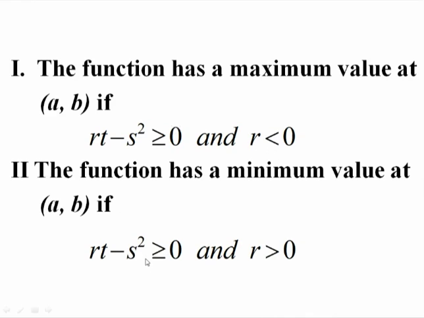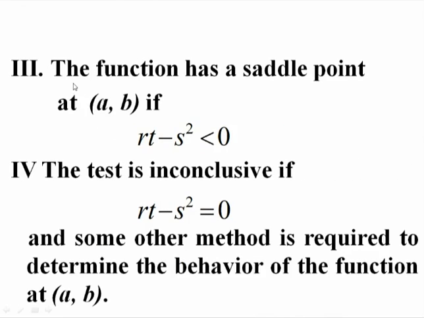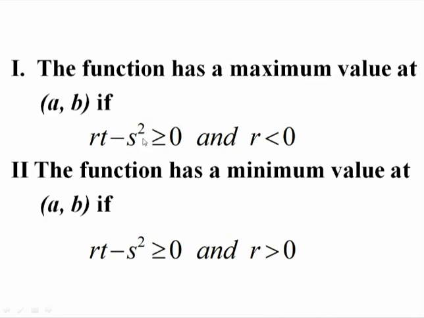Okay. Now the third case, the function has a saddle point. That means the function does not have an extreme value, or it is neither maximum nor minimum, if rt minus s square is less than 0. The test is inconclusive if rt minus s square is equal to 0. Here the condition we have to improve is that rt minus s square is purely greater than 0, not greater than or equal to. So this is the typing error.